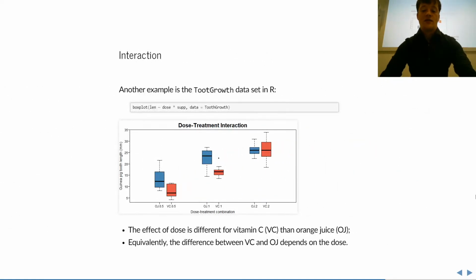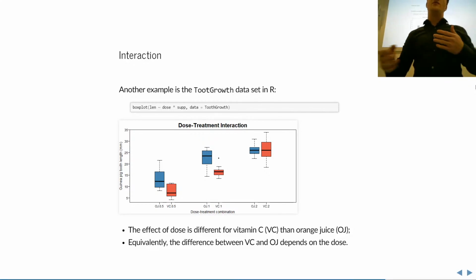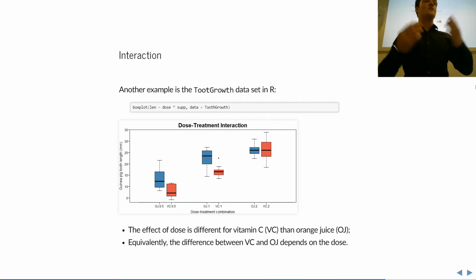Okay, what does interaction look like? Here's a simple example. This is a standard dataset in R called ToothGrowth, and it's an experiment performed on guinea pigs where they give them different amounts of vitamin C. But it's also administered in two different ways. One is as orange juice, because that also contains other stabilizing elements, and one is just as a powder, so pure vitamin C powder. It's called VC for vitamin C, which is the powder, and OJ for orange juice.